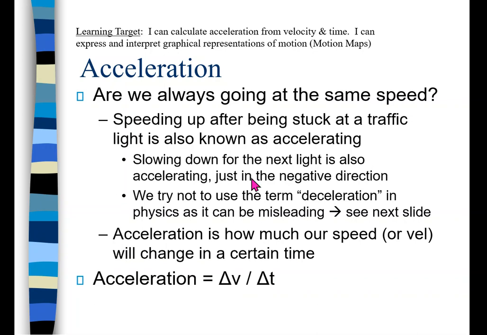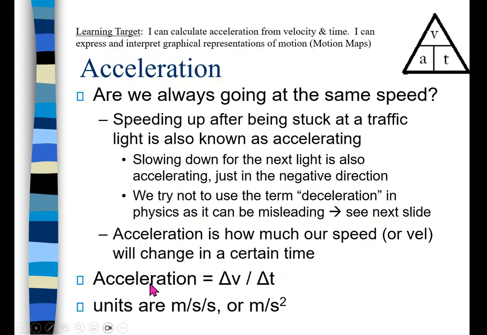And that means our equation is delta V, change in velocity, divided by delta T. And the units for that are going to be the units for velocity, or meters per second, and then divided by the units for time, which are going to be seconds. So we can either have those in terms of meters per second or meters per second squared.